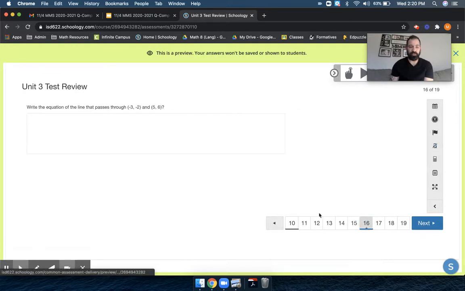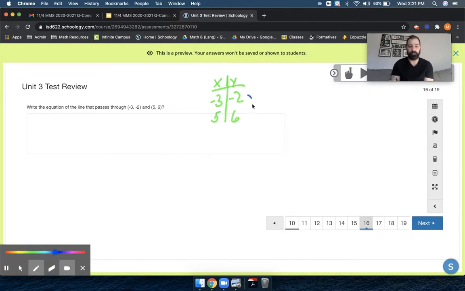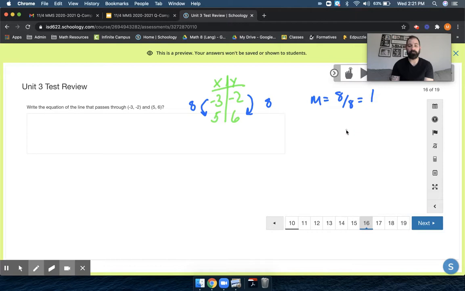Number 16, same question, but this time you're going to have to come up with the answer on your own. Start with a table. Negative 3, negative 2, 5, and 6. And what's my slope? Negative 2 to 6 is plus 8. Negative 3 to 5 is also plus 8. So my slope is 8 over 8, which equals 1.